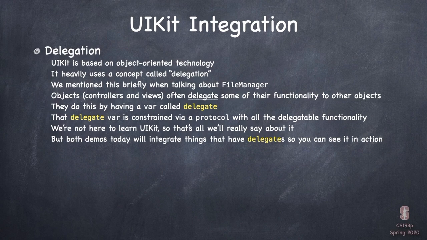You're going to see when we do our demos today, we're going to do a couple of different delegate protocols, and we're only going to implement one or two methods in each one, even though there might be 10 or 15 methods available, you might not need to use all of them. This delegate var has this object, which can be pretty much anything as long as it implements this protocol.